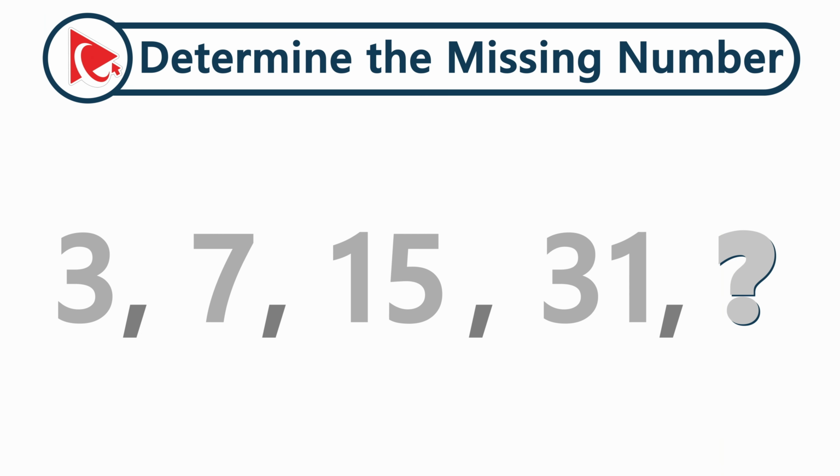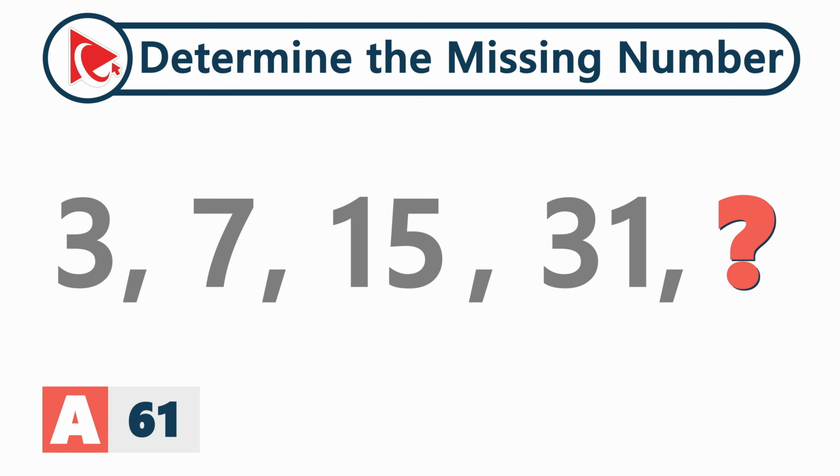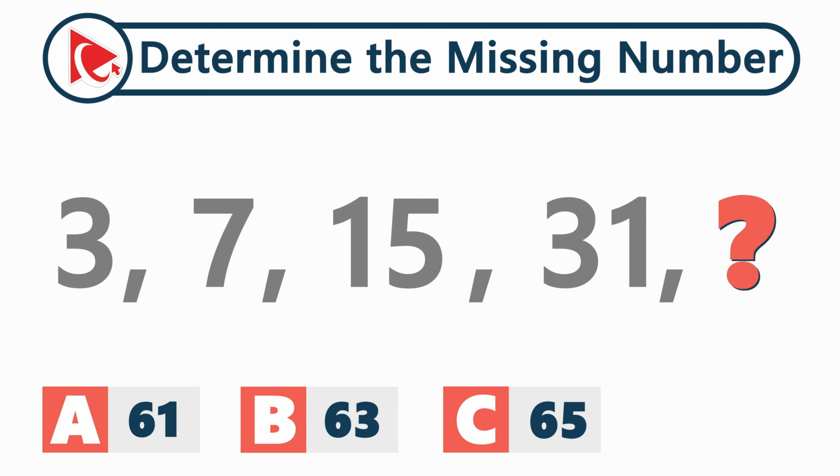You're presented with the sequence of numbers, and you need to determine the missing number. The numbers in the sequence are 3, 7, 15, 31, and then comes the missing number, which you need to determine and calculate and select out of 4 possible choices. Choice A, 61, choice B, 63, choice C, 65, and last but not least, choice D, 67.